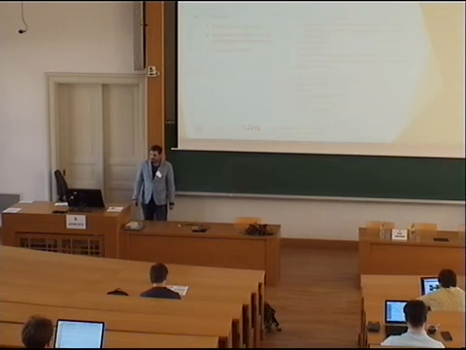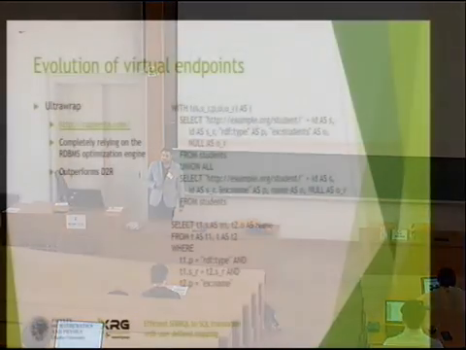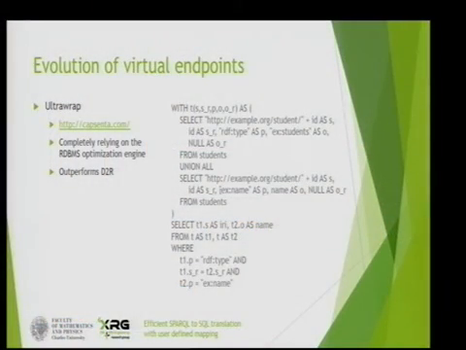After that, they started to think how to query the relational database using a single query. There was a research group around Chaloupka which introduced a method how to query a relational database if you have a single table with 3 columns: subject, predicate, and object. Using that, the UltraWrap tool was created, which separates the query into 2 parts.